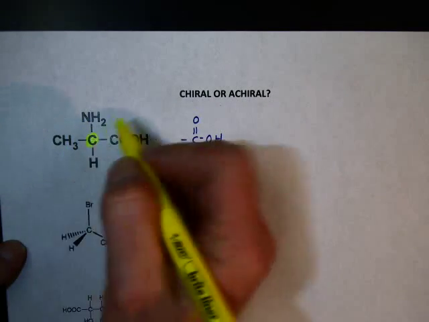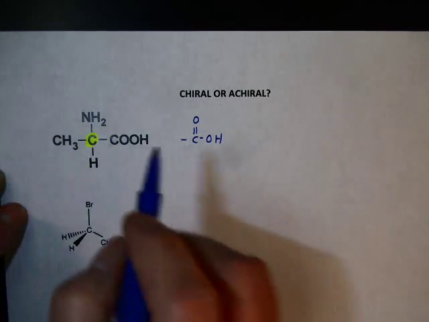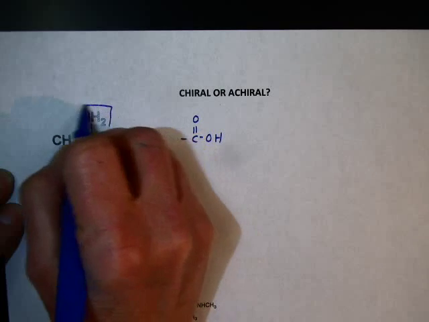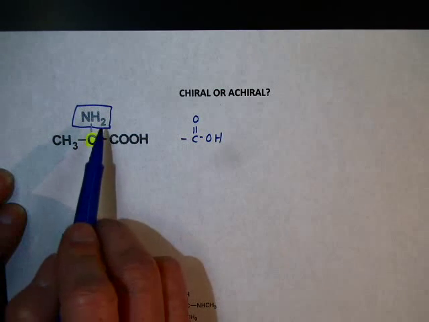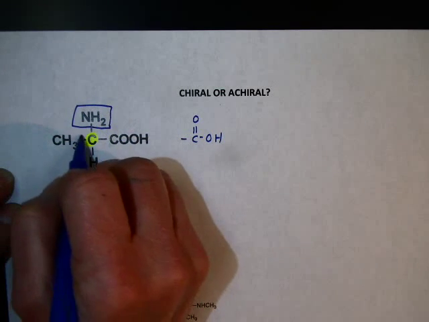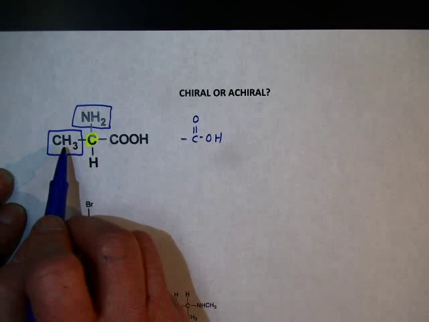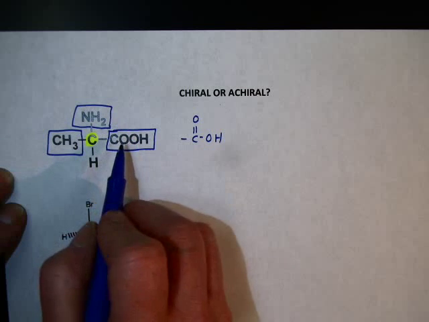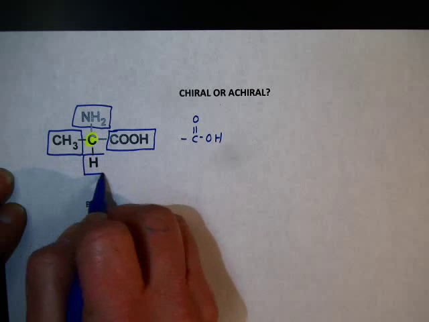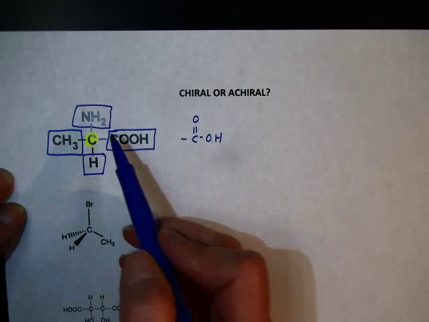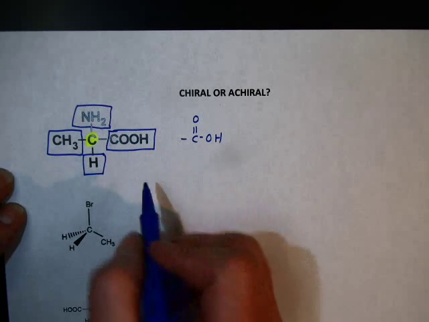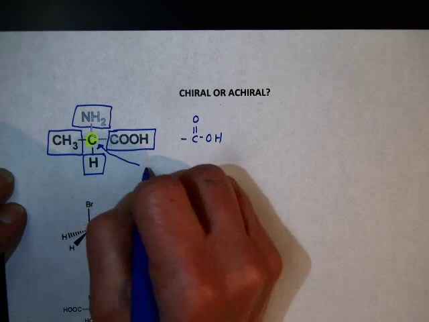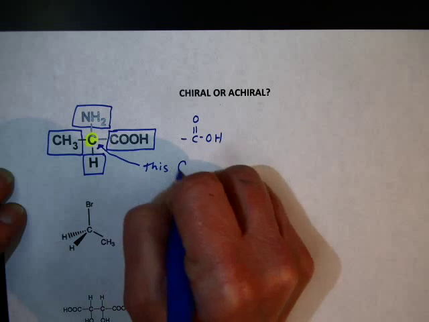This carbon right here, here's how I'll do it. I'll say everything above it is this. That's what one of the bonds goes to, that group. Everything to the left is this. That's another group. Everything to the right is this. That's the 3rd group. And everything below is the 4th group, hydrogen. Those 4 groups are all 4 different. And what that means is this carbon is chiral.